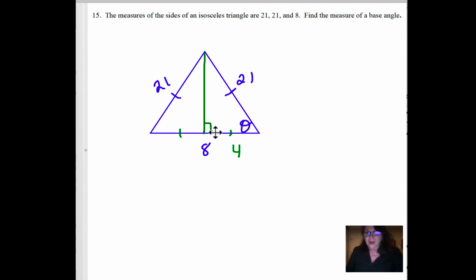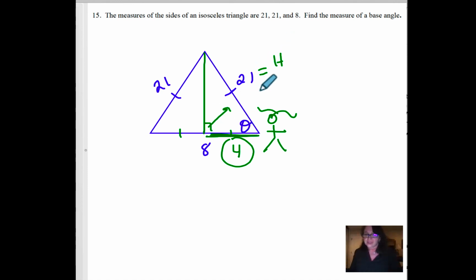So if I want to find the measure of the base angle, I need at least 2 pieces of information. So now I have this 4, which is adjacent. So if you put yourself at that angle, right, you're here. This is the hypotenuse now because this is a right angle. It's not a 30, 60, 90. It's not a 45, 45, 90. It's just an angle you're trying to find based on 2 sides that you're given. And so this is the adjacent side from where you are, and that's the hypotenuse.